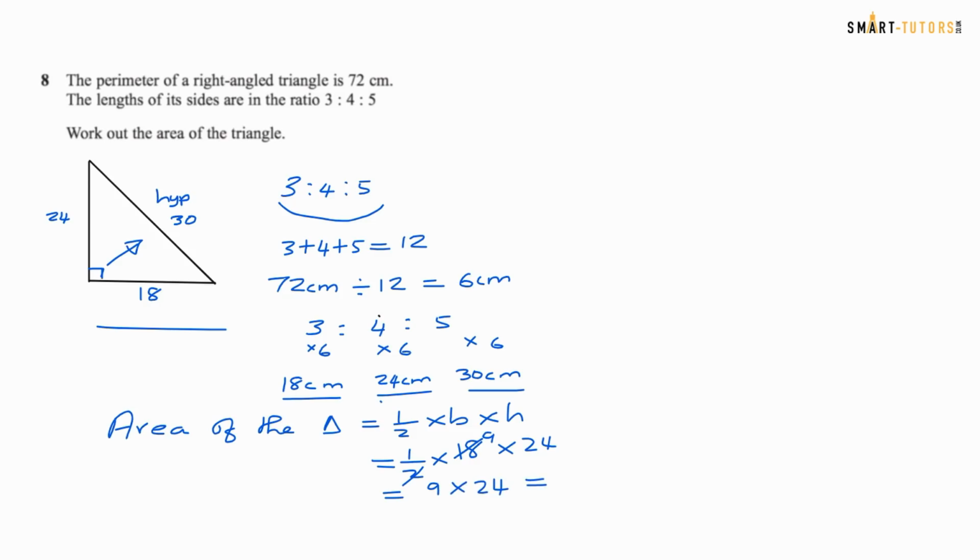So 2 goes into 18, 9. 9 times 24 is the answer. So 9 times 4, 36. 3 remaining. 9 times 2, 18, plus 3 is 21. So 216 centimeter squared. And that is our final answer.